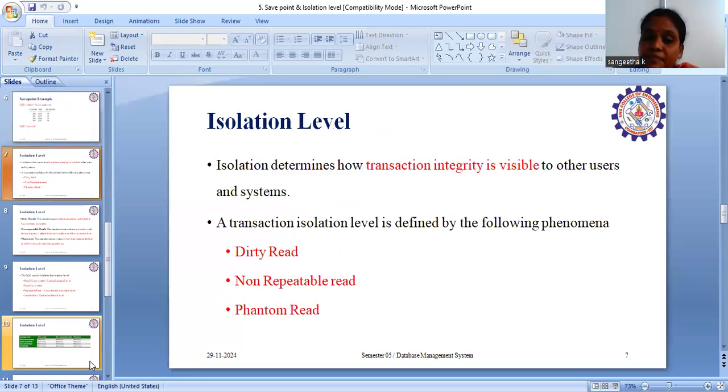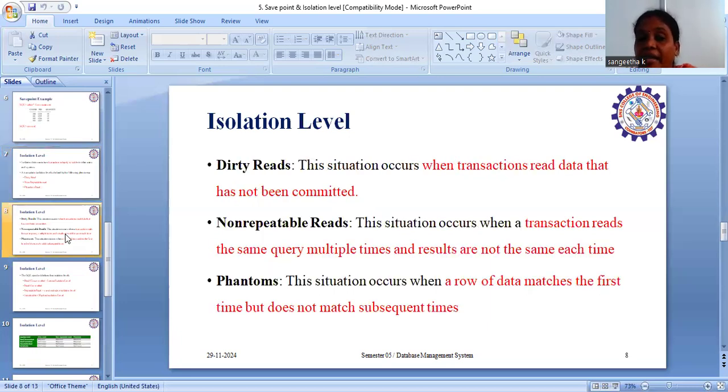Okay. And then isolation level. The isolation level determines how the transaction integrity is visible to other users and systems. The transaction isolation level is defined by the following phenomena: dirty read, non-repeatable read, and phantom read. Based on that, the isolation level will be determined.